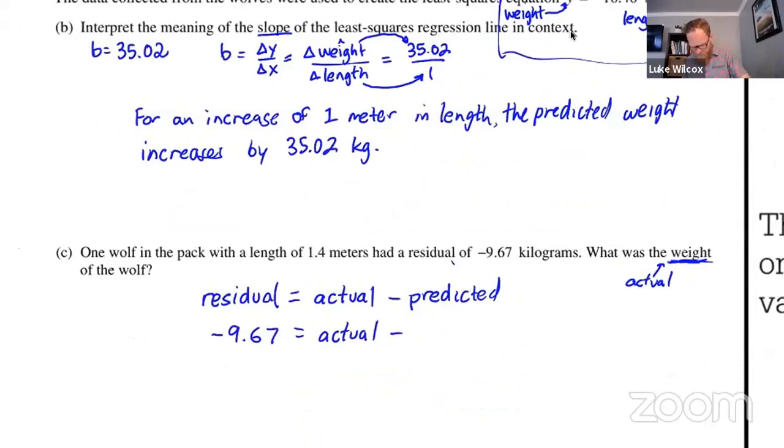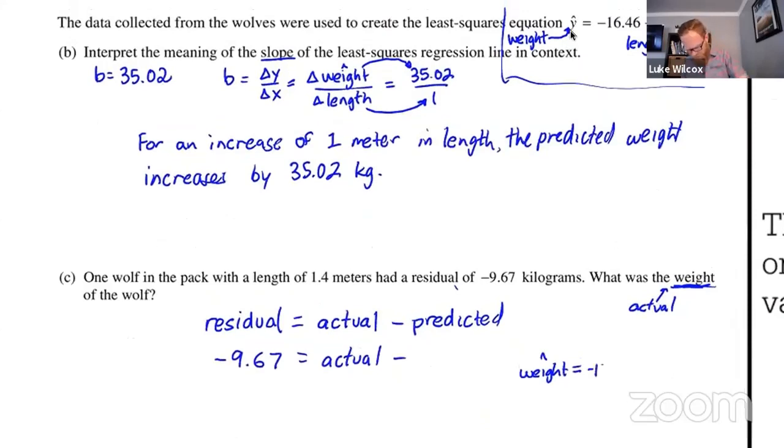What I need is the predicted weight for this particular wolf. And according to my equation up there, I've got negative 16.46 plus 35.02 times the length. And I know we're dealing with a wolf that has a length of 1.4. So I just plug in 1.4 for x. And if you plug that into your calculator, you're going to get 32.568 as the predicted weight. And that is exactly what we can now plug in for our predicted weight.